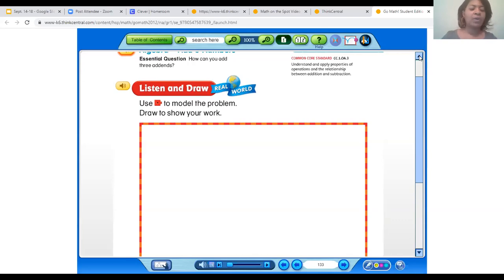All right, so we're going to draw to show our work. So let's listen and draw. Kelly sees 7 birds. Bill sees 2 birds. Joe sees 3 birds. How many birds do they see? So let's stop and think. We're trying to figure out how many birds they all saw. There were 3 people and they all saw different amounts of birds. So Kelly saw 7. So I'm going to draw 7 circles.